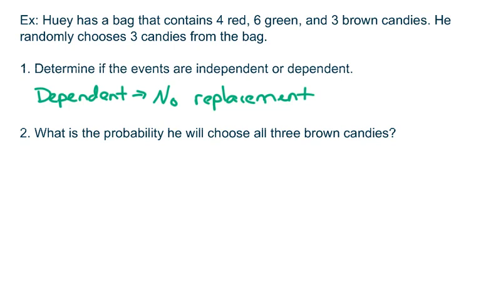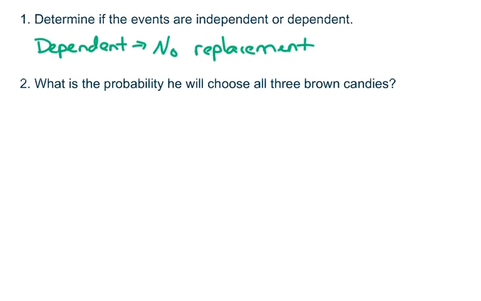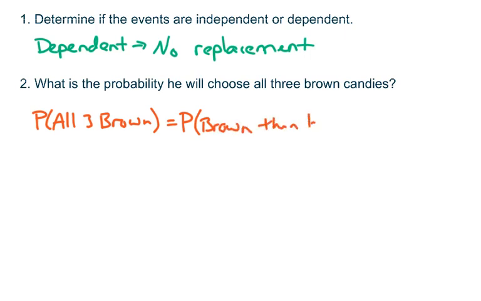Question number 2 then says, what's the probability he will choose all 3 brown candies? Okay, so what this really means, if we're looking for the probability of all 3 brown, I should have done this in brown just to be very appropriate. We don't have to though. What we're really looking for is the probability that we get a brown, and then a brown with our second draw, and then a third brown with our third draw.